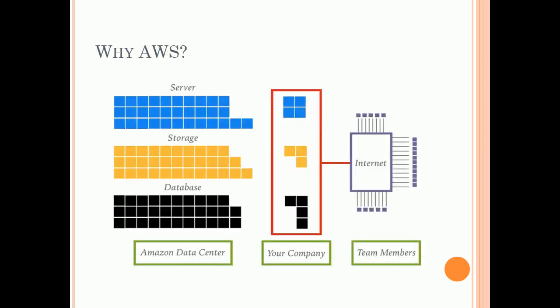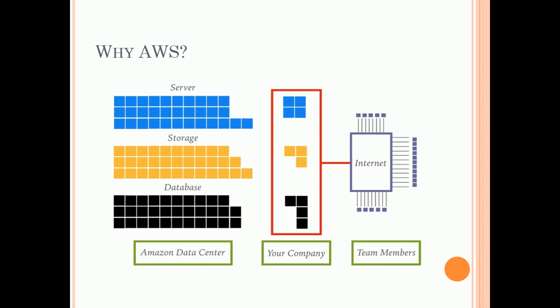Now, why AWS? It is very flexible. Let's see how. Servers, storage, and databases are three major products offered by Amazon. We can package them under one company by combining required quantities, and anyone in our company who has access to these resources can work from anywhere. So we don't require to install any hardware, data centers, anything at our location.